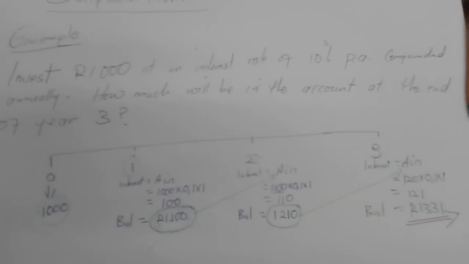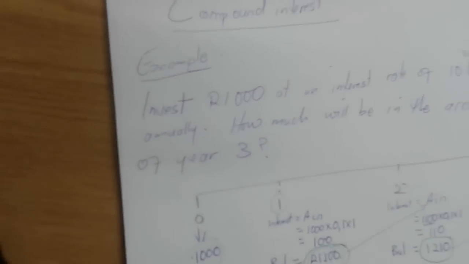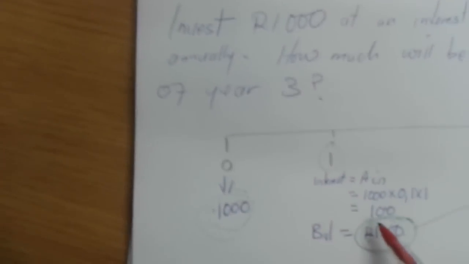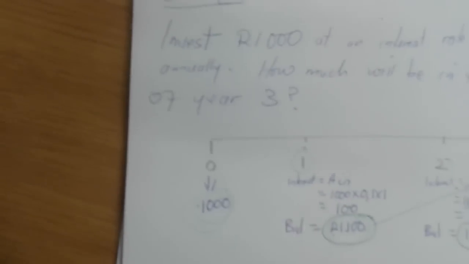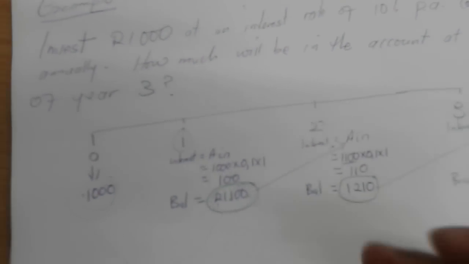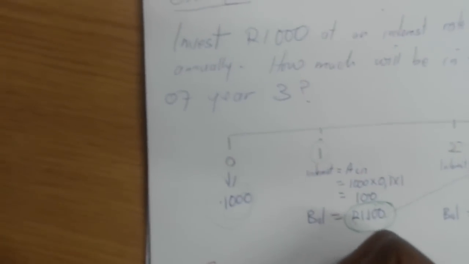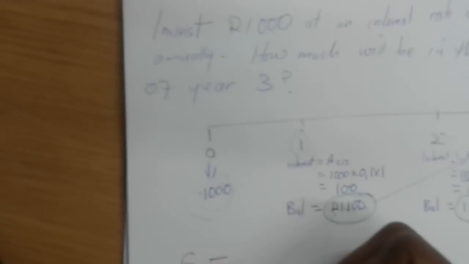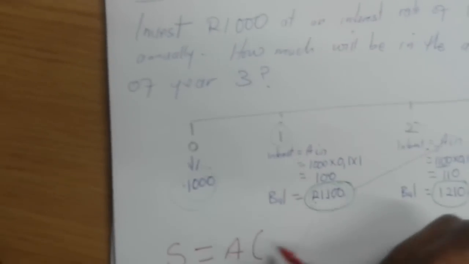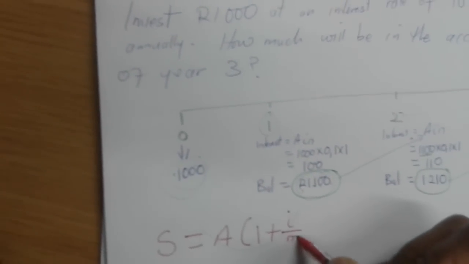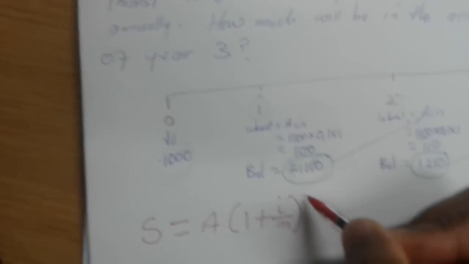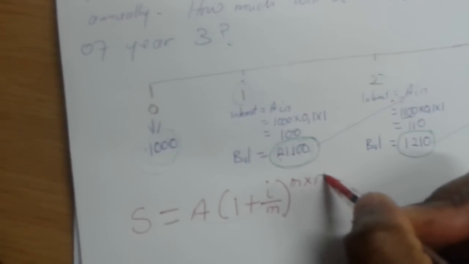So you see, let's now look at these figures here. Remember, here we multiply that, there, and there. Okay, so basically what this means is, I'm not going to go deeper into how we derive the formula, but the formula is S, which is the future value, equals A into (1 plus i, which is the interest rate, divided by m) to the power of m times n.